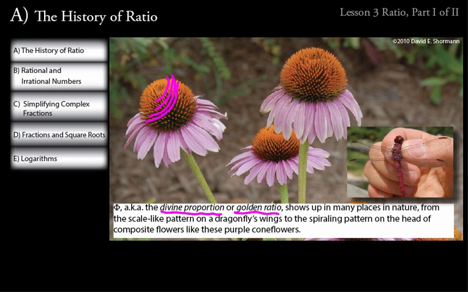Greek letters are often used to represent a particular number, like pi is for 3.14, phi is for the golden ratio. And we'll talk about that a little bit more during the lesson. But anyway, I thought it'd be good to just start by connecting ratio with nature, the study of math with the study of nature. Math is the language of science.